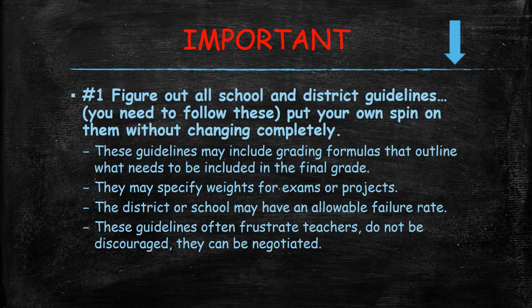This is important. Number 1, figure out all school and district guidelines. You need to follow these. Put your own spin on them without changing completely. These guidelines may include grading formulas that outline what needs to be included in the final grade. They may specify weights for exams or projects. The district or school may have an allowable failure rate. These guidelines often frustrate teachers. Do not be discouraged, they can be negotiated.